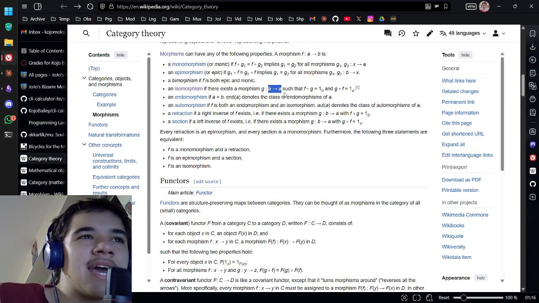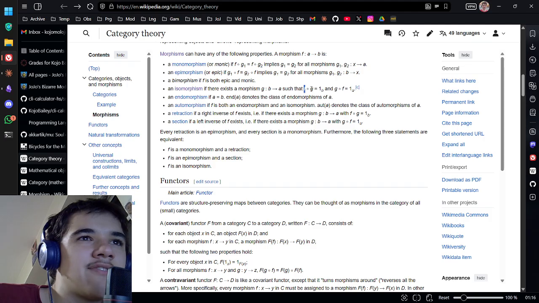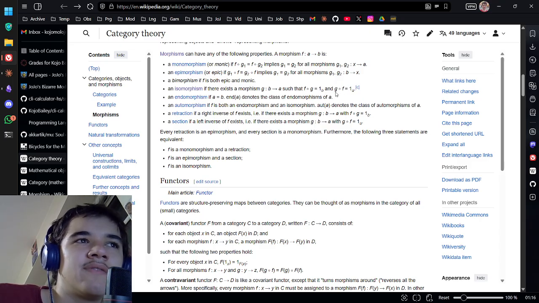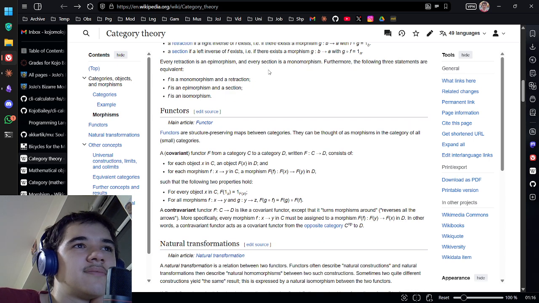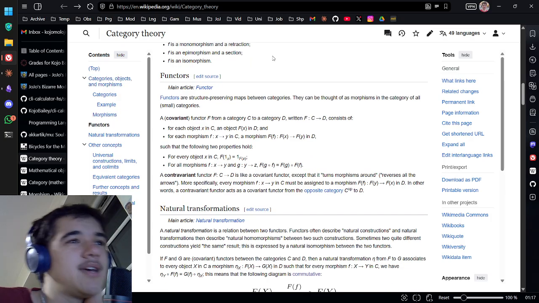So, from B to A. If I apply the morphism f to g, I get the identity function of B. But then also the inverse gives me the identity function of A. Okay, I can't think of an example, but that's interesting. Endomorphism, where A equals B. Automorphism, retraction, and section. Sure.